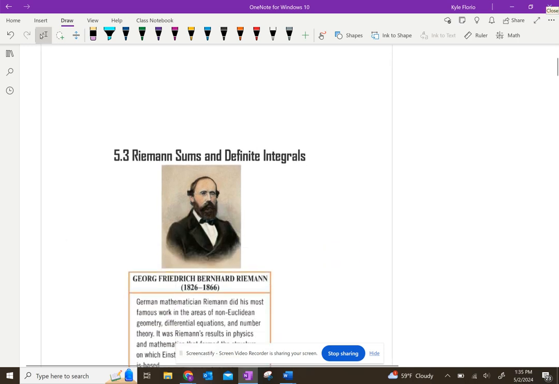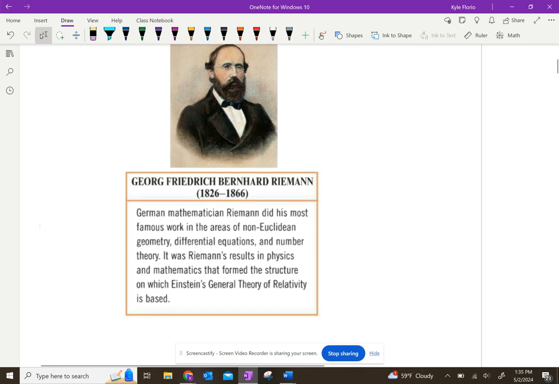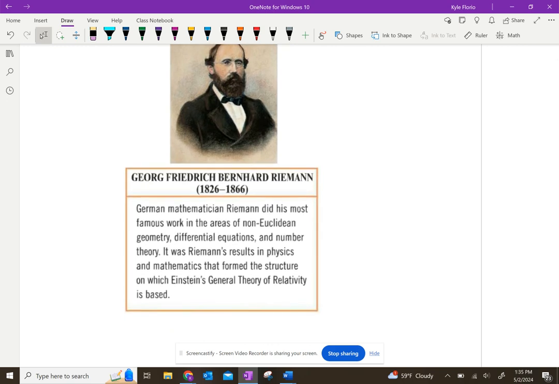Afternoon, everybody. We're going to take notes on this section 5.3, which is Riemann sums and definite integrals. So we've seen indefinite integrals, and now we're going to see what a definite integral is. You don't have to write anything down yet, but just kind of listen along.